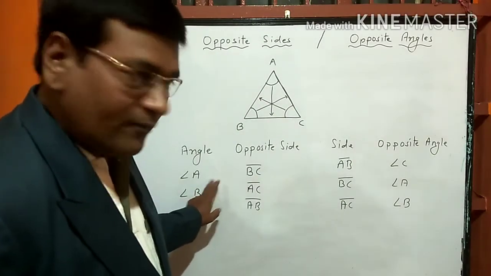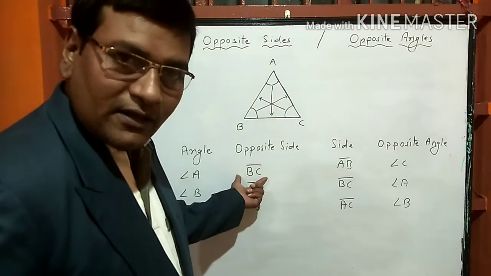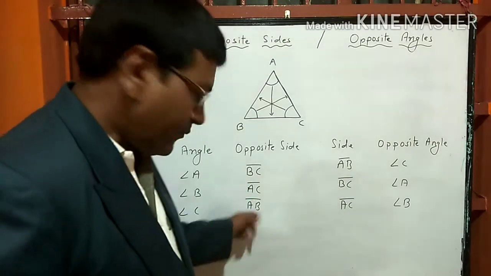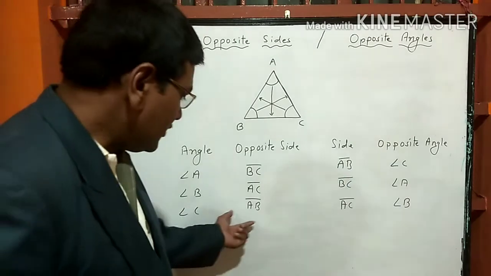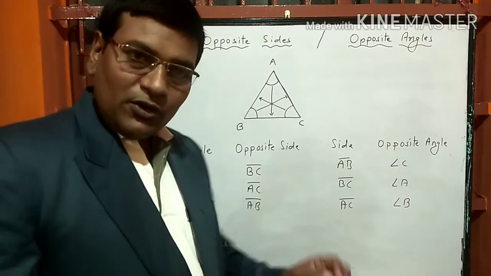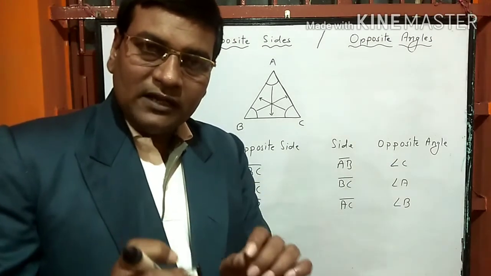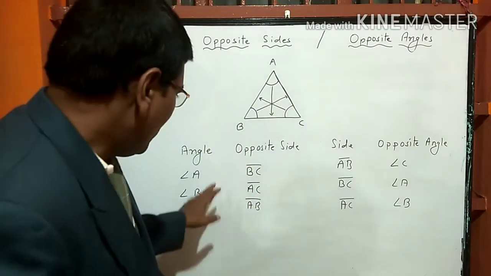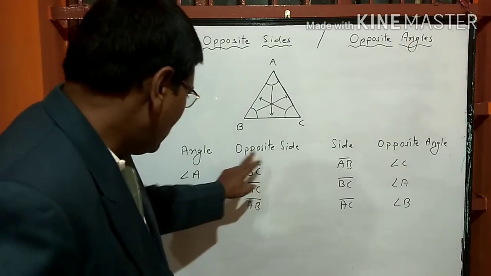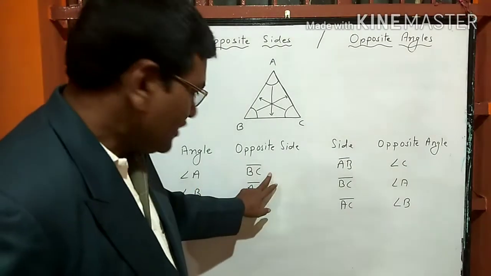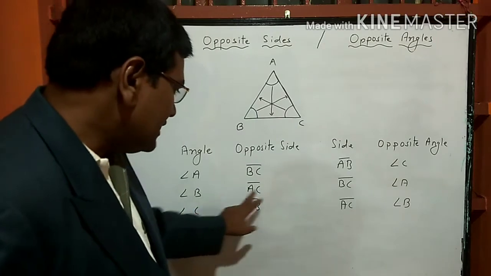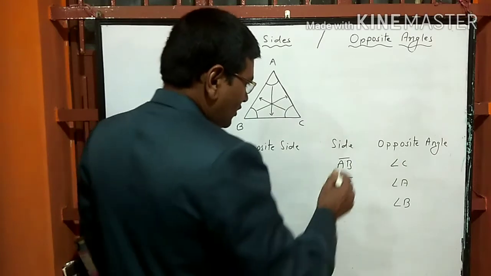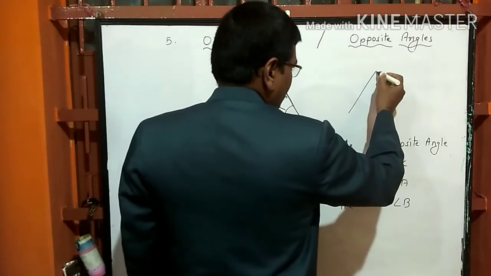One vertex is here, the other two vertices are here. And you know the line segment joining the two vertices is the side of the triangle. So the opposite side of angle A is BC, the opposite side of angle B is AC, and the opposite side of angle C is AB.